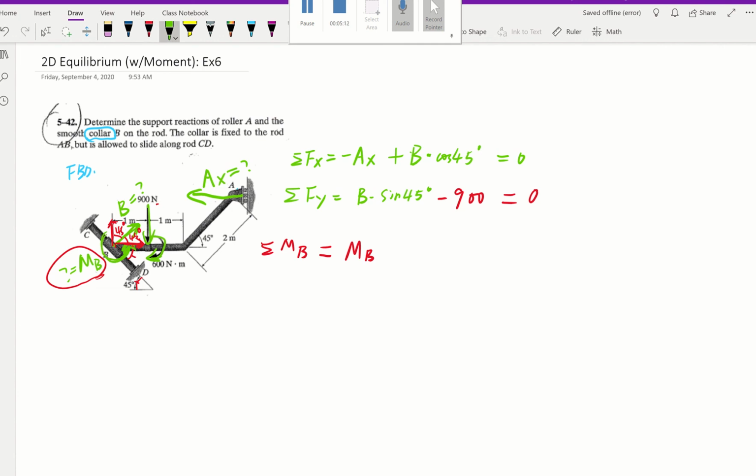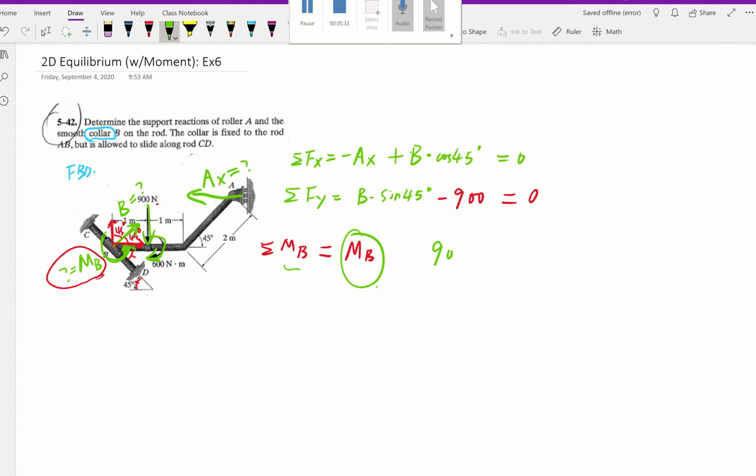Okay? Then we consider BX and BY. BX, BY will not create a moment at B. So don't forget what you're solving here. Okay? BX, BY don't show up in the equation because you choose point B. However, this moment is still going to be there in this moment equation.